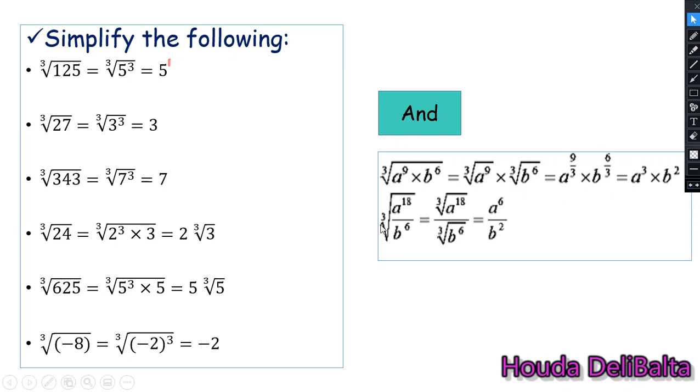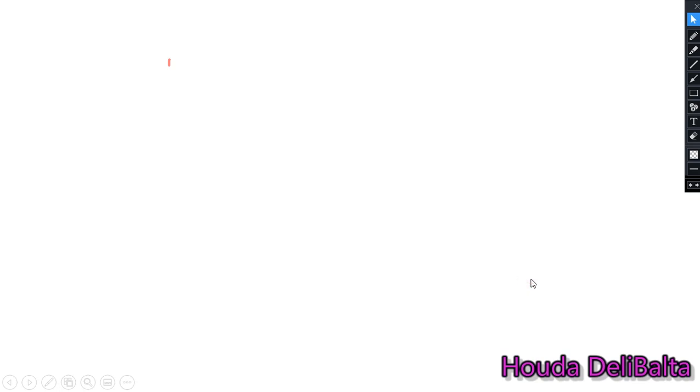Similarly, if I have them as fractions, cubic root of a power 18 over b power 6, I can split the cubic root as well. Cubic root of a to the power 18, we divide 18 by 3, we will get a to the power 6. And cubic root of b to the power 6 is b squared by dividing 6 by 3. And by this, we finished the examples about cubic roots.